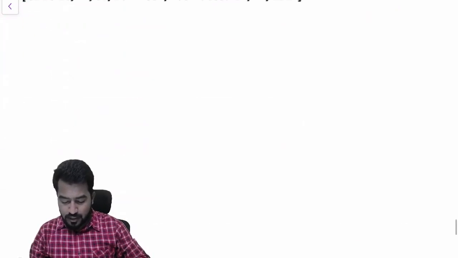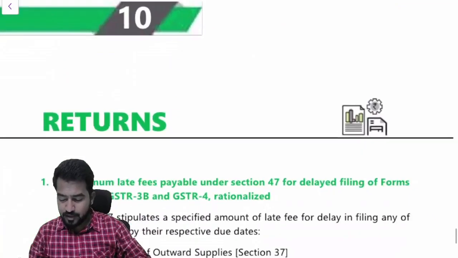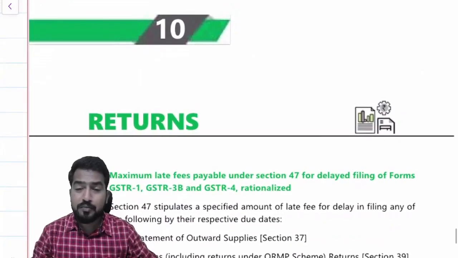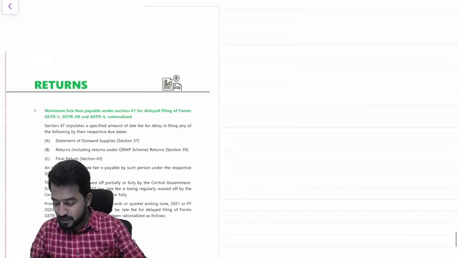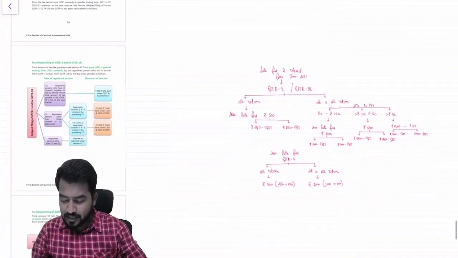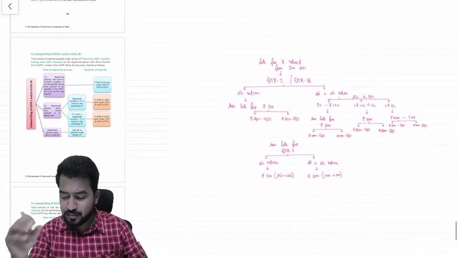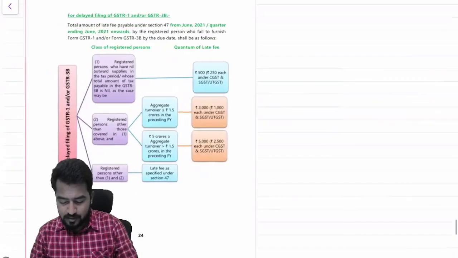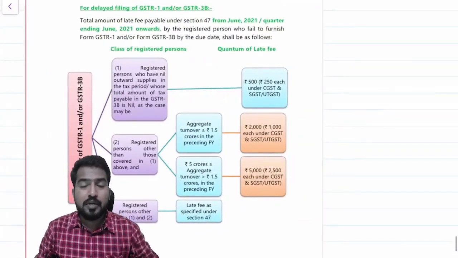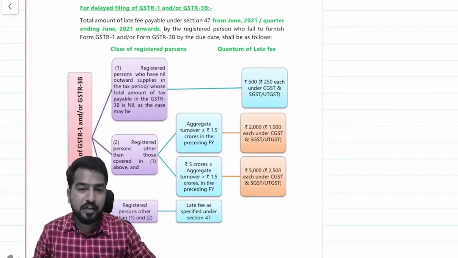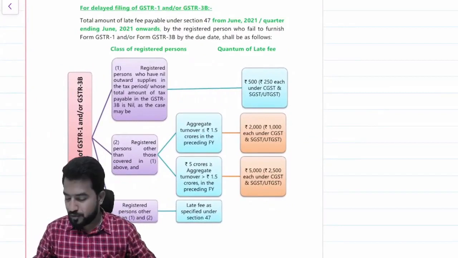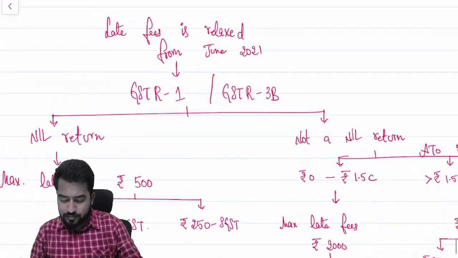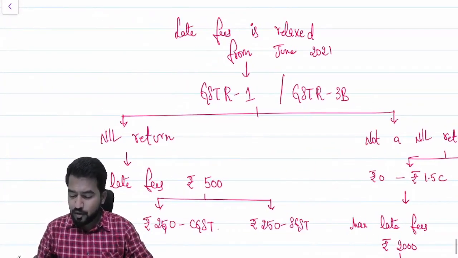Now, the last chapter, chapter number 10, returns. From this chapter, what is the amendment? The amendment from this chapter is very simple, my dear friends. That is regarding maximum late fees in case of delay in filing GSTR 1 and 3B and also GSTR 4. Fine. So let us summarize that. Now, please understand.